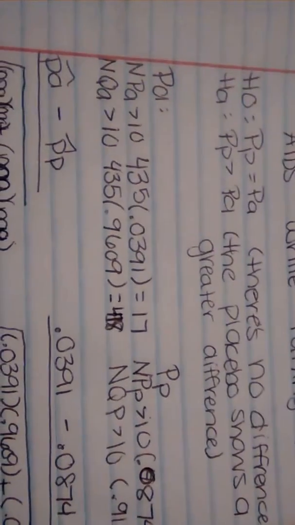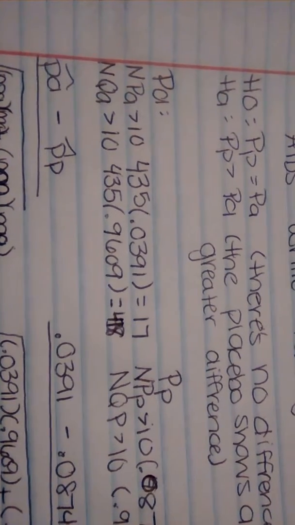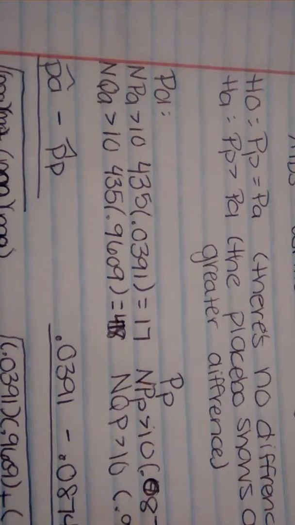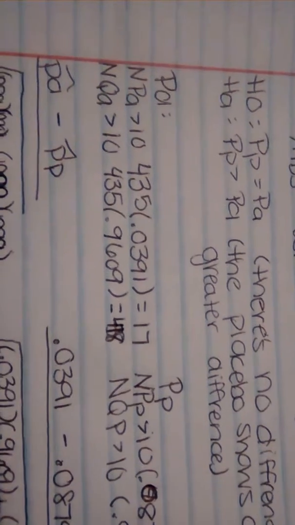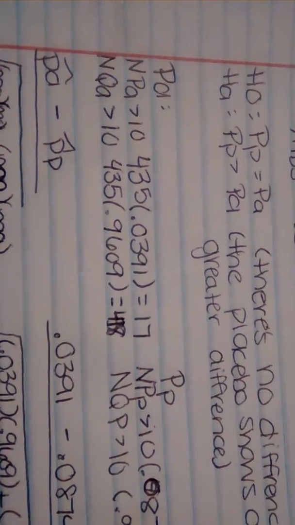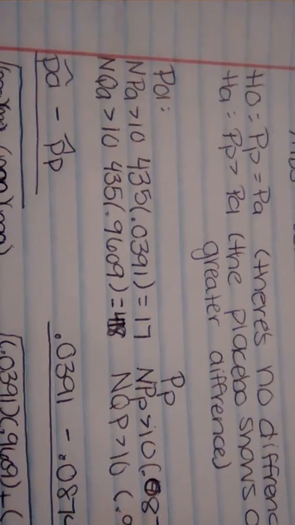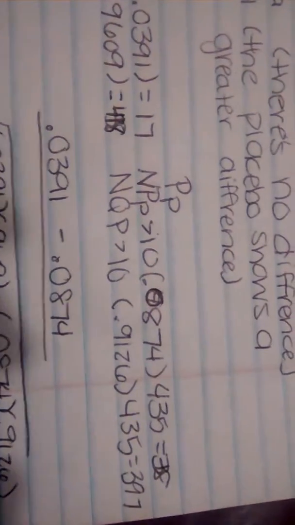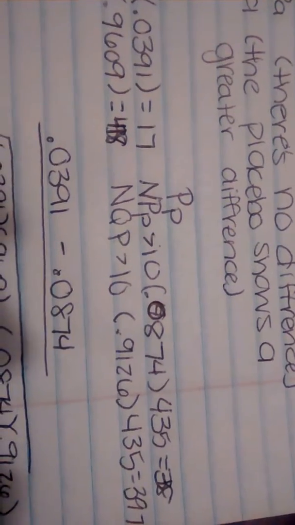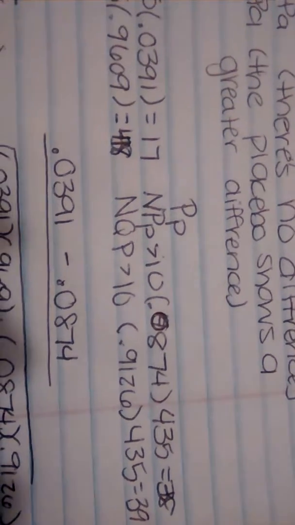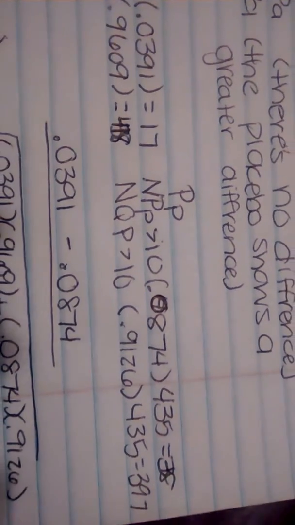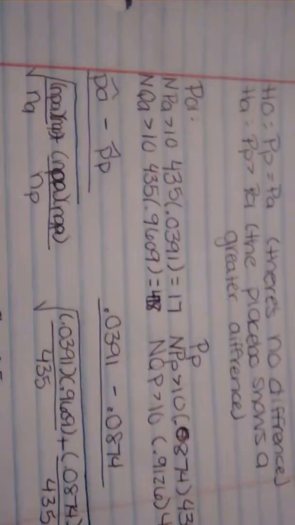So we would take N multiplied by P sub A, which has to be greater than 10, and it is, and N multiplied by Q sub A greater than 10, which it also is, and N multiplied by P sub P is greater than 10, and N multiplied by Q sub P is greater than 10, which they both check out, so we can proceed.